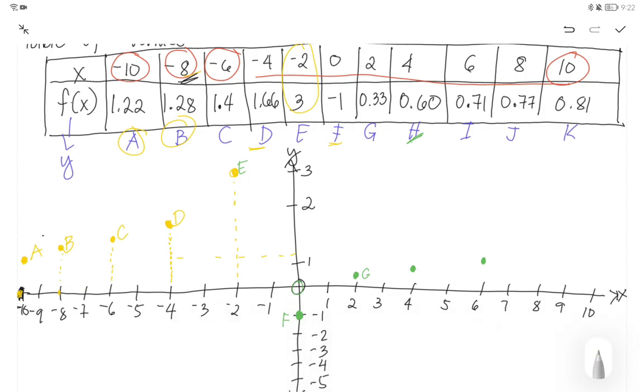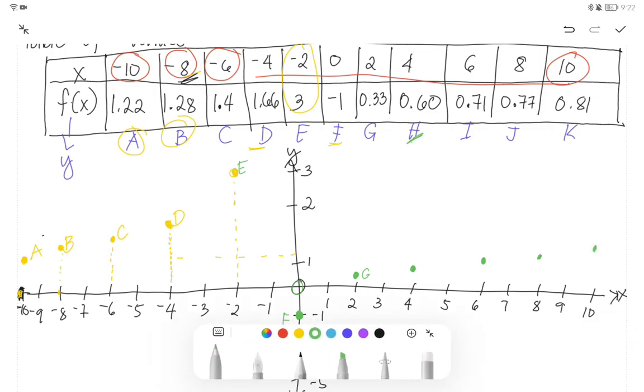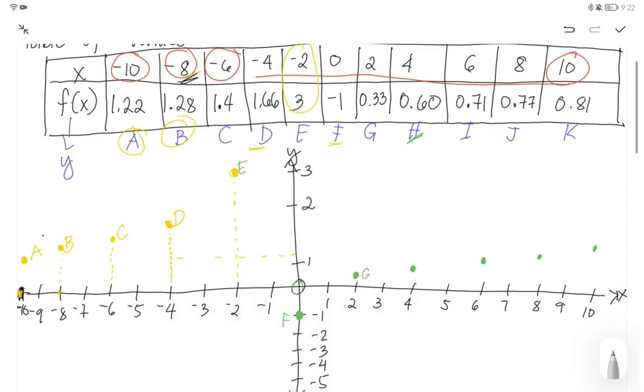and 8 and 0.77, then 89.81 rather. So let's connect the dots. Okay, this one goes up, and also this one, A, B, C, and E.